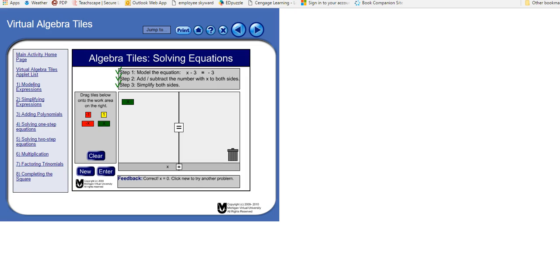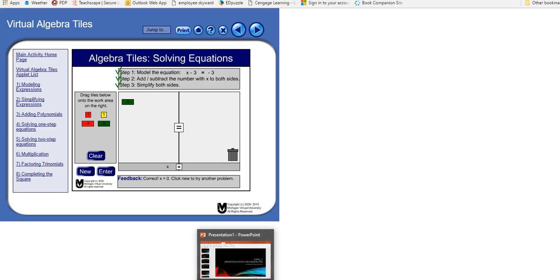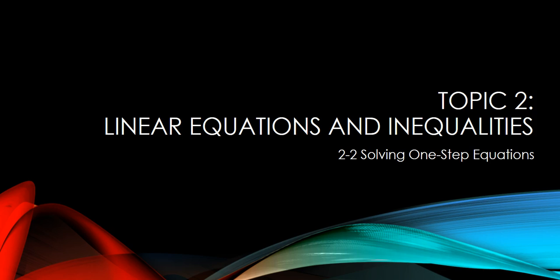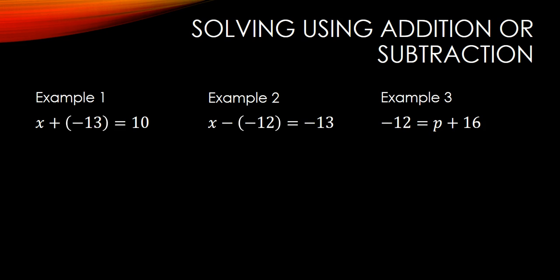Okay, so now that you've seen a couple modeled, let's do a couple examples without the modeling. So, solving using addition and subtraction. This first example, x plus negative 13 equals 10. Now again, I always say we don't want two operations in a row, so plus and negative is the same as minus 13 equals 10.